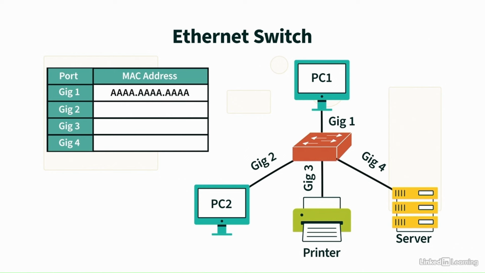And it adds that entry to its MAC address table. Now, this entry tells the switch that if it ever receives another frame destined for the all A's MAC address, the switch can send that frame out of port gig 1.